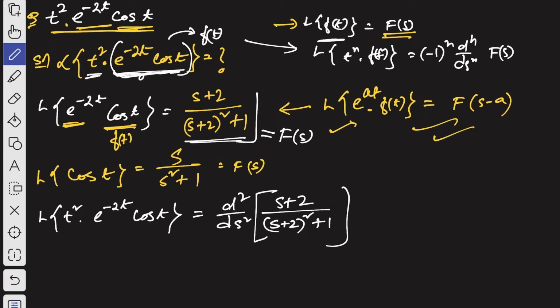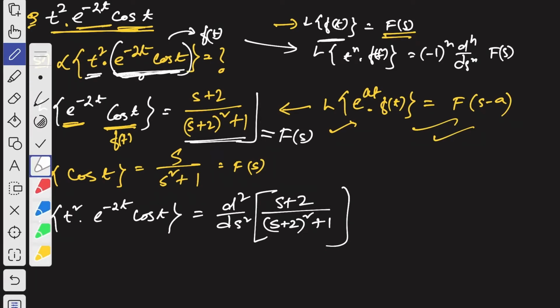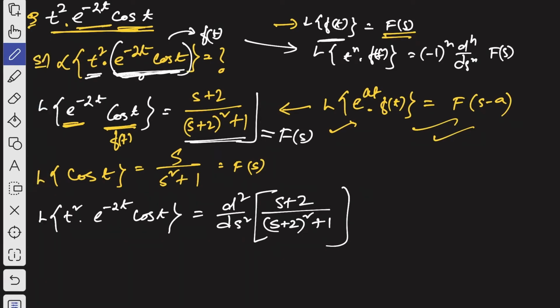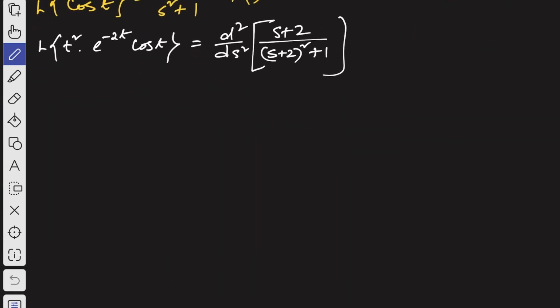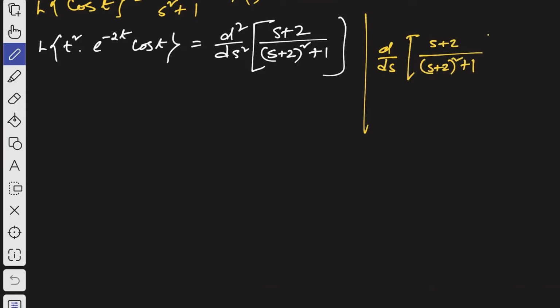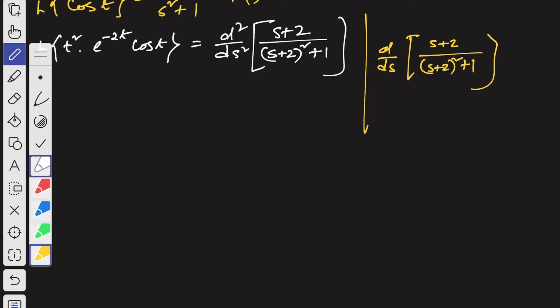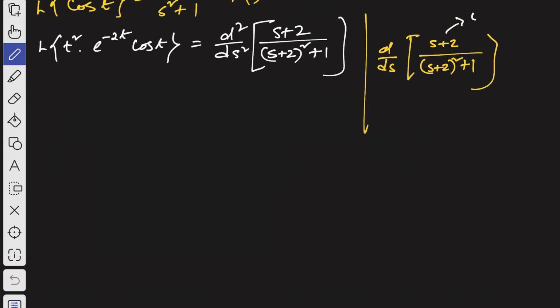Now let us solve this. Let me scroll down the page. So second order derivative means we have to differentiate this twice. If you differentiate it with respect to s once, we have s plus 2 by s plus 2 whole square plus 1. So here again we are going to consider this as u and this one as v.